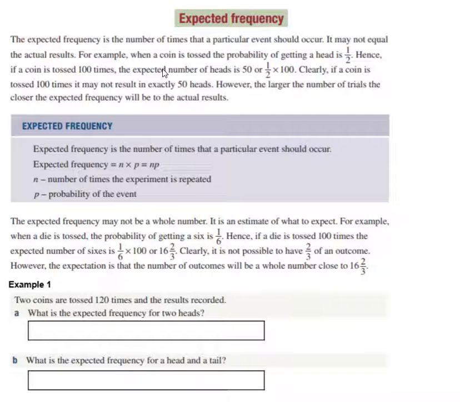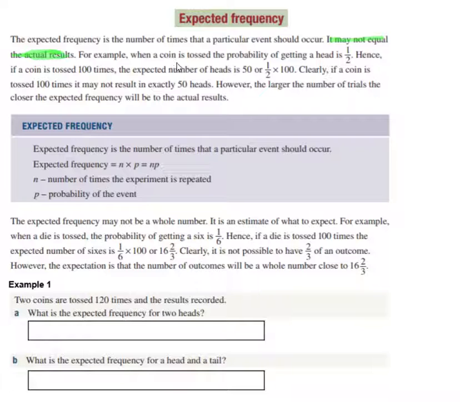Now, expected frequency is basically the number of times that a particular event should occur. Not necessarily will occur, but should occur. As it says there, it may not be equal to the actual results. So let's look at this example here before we actually do an example.